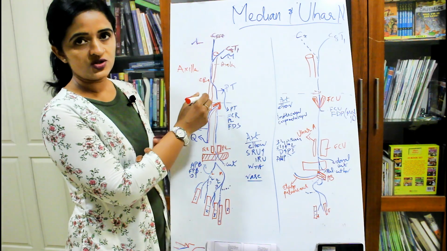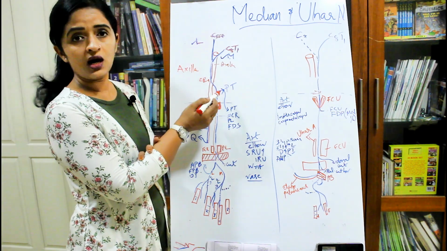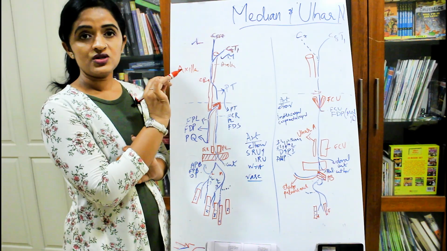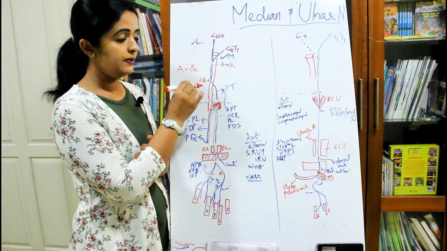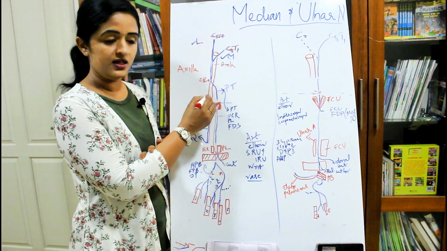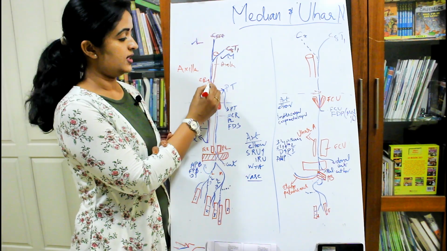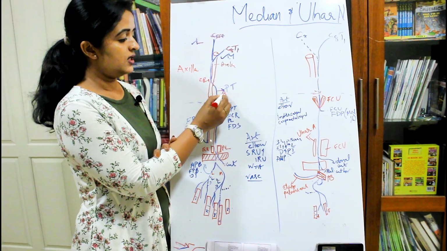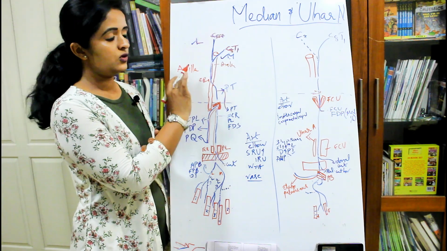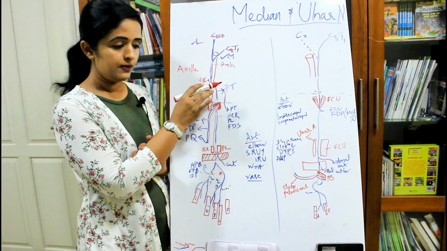So coming to the branches, in the arm we can see that there are no structures supplied by the median nerve in the arm, but the branch to the pronator teres is actually arising from the median nerve above the elbow joint. So you can see the branch from the median nerve going to supply the pronator teres arising above the elbow joint, but no structures in the arm are supplied by the median nerve.